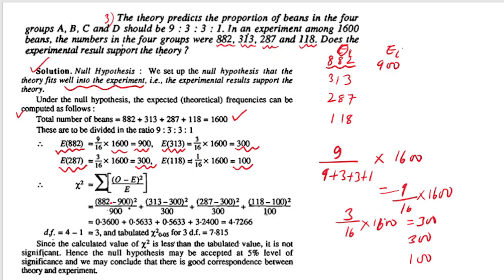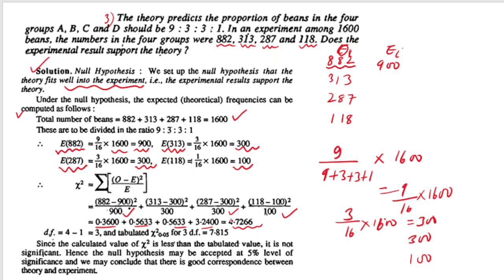So (882 minus 900) square by 900. Now (313 minus 300) square by 300. (287 minus 300) square by 300. And finally (118 minus 100) square by 100. So if you calculate all these values, this plus this plus this plus this, the value is 4.7266. So this is the calculated chi-square.